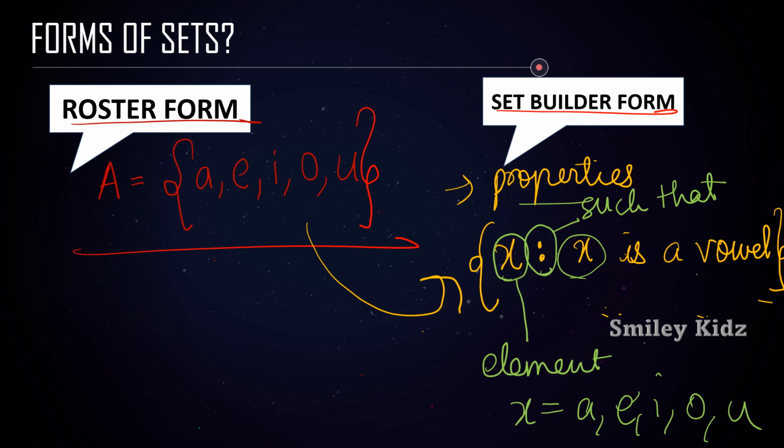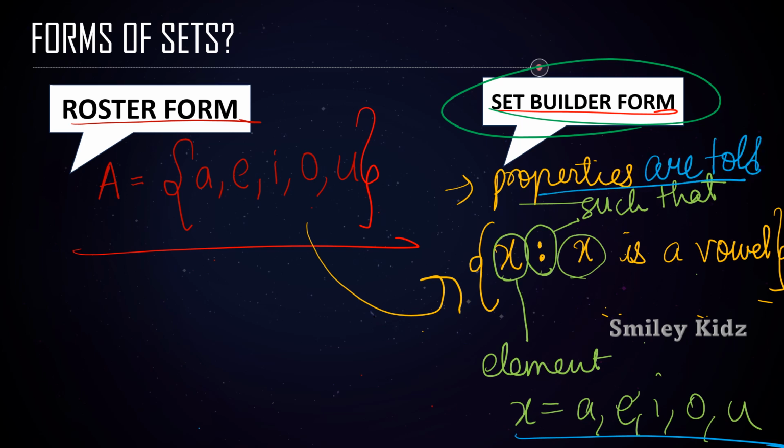That means here the set builder form is a complex form where it is undergoing some properties, and it means the same thing, right? But here the properties are told. Fine. Now x such that x is a vowel. Here the sign is nothing but "such that". Alright, x such that x is a vowel. That means x can only be a, e, i, o, u anywhere in the universe. Right? So these are the two forms, that is a roster form and a set builder form. Let's move forward.